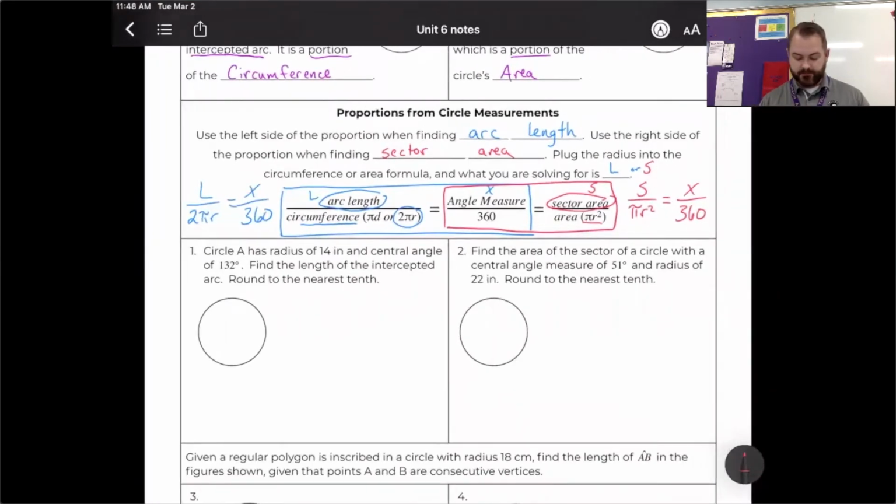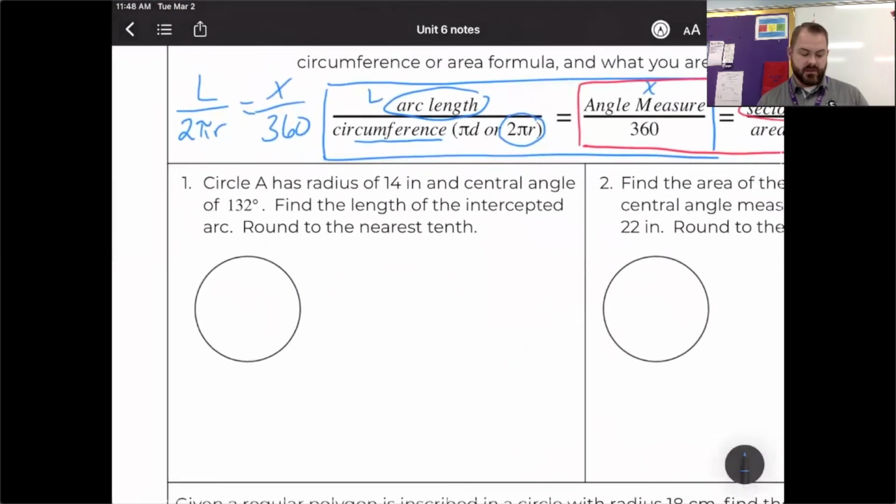As we look at this, we're going to apply either one of these to the problem we're using. In this first example, circle A, so I'll call it circle A by naming the center point A, has a radius of 14 inches and a central angle of 132 degrees. So I'm going to draw an angle that appears to be about 132 degrees. Nice obtuse angle, 132. And the radius is 14. So that arm is 14, that arm is 14, and it creates this arc. I want to find the length of that arc.